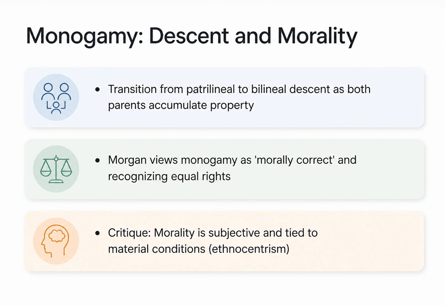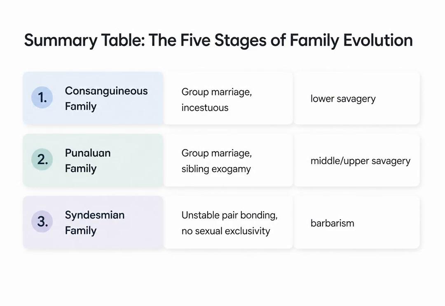However, we must be careful here. Morality is subjective and dynamic. Judging monogamy as inherently superior is a form of ethnocentrism. As we saw with polygyny, moral judgments about marriage forms cannot be separated from the social and material conditions in which they operate. Let's consolidate these 5 stages.